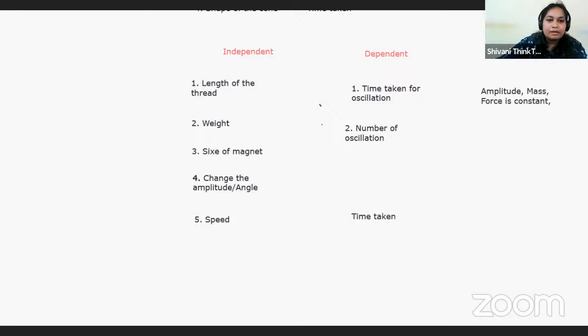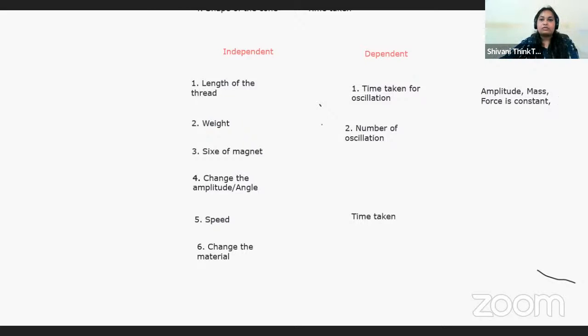Okay. So for each case, just make sure if you're changing the weight, you are keeping the other things constant. Like if you're changing the weight and you want to note down how much time it is taking to oscillate, then keep all other things constant. Keep the mass constant, keep the amplitude constant, and keep the number of oscillations constant. And for the other things as well.